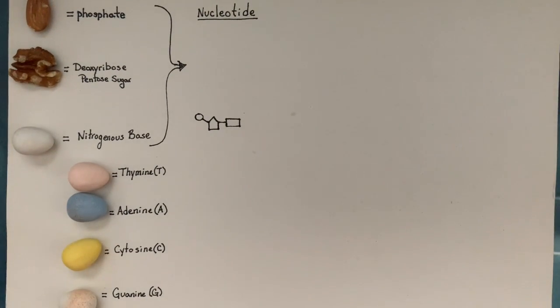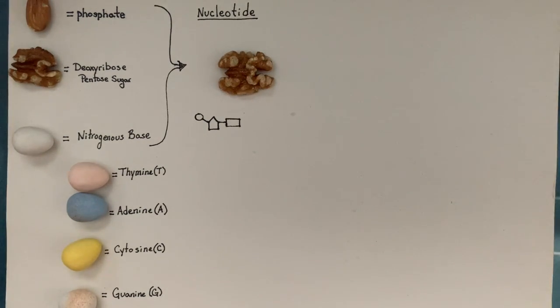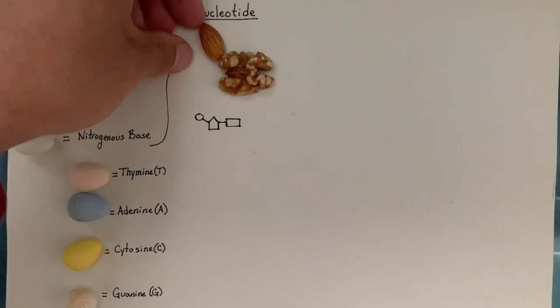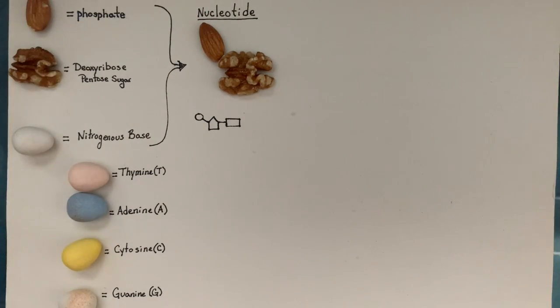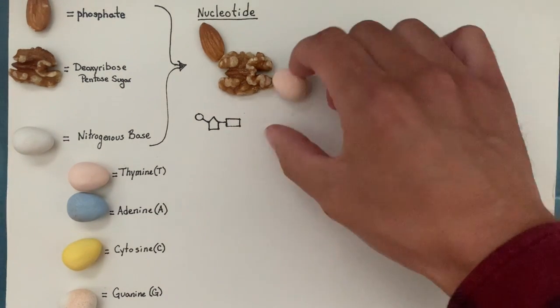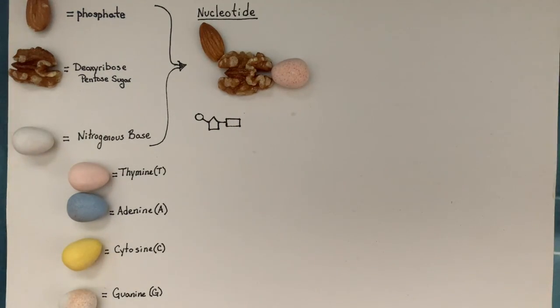Now, a nucleotide is made up of all the different parts. So we'll put our deoxyribose sugar, our phosphate, and our nitrogenous base. Okay, so that would be our nucleotide.